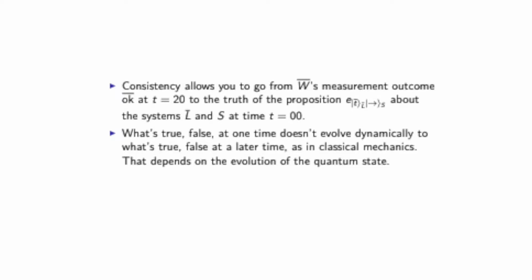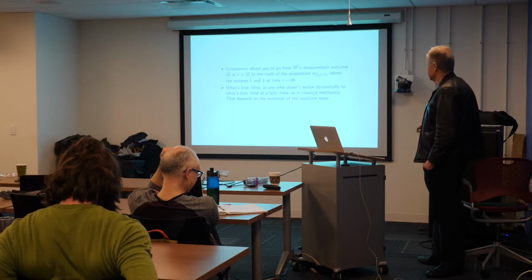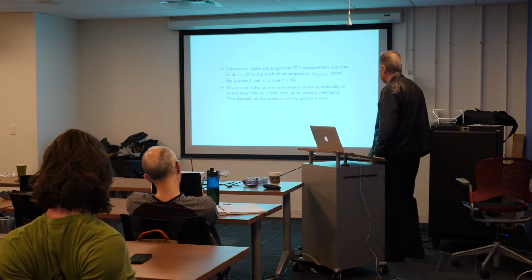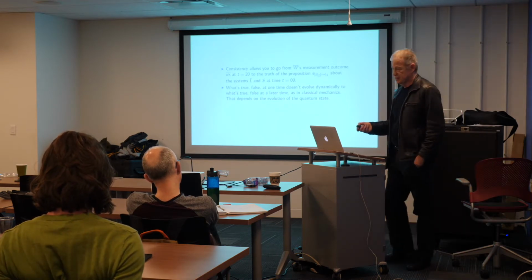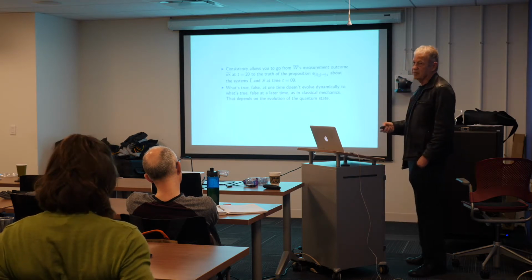Now, I say consistency allows you to go from these various measurement outcomes at the various times to this particular statement. But what's true or false at one time doesn't evolve dynamically to what's true and false at a later time, as in classical mechanics. What's true and false at a later time is determined partly by the quantum state and probabilistically.